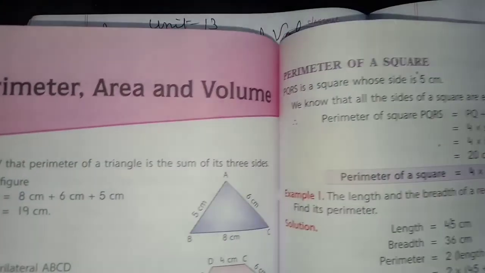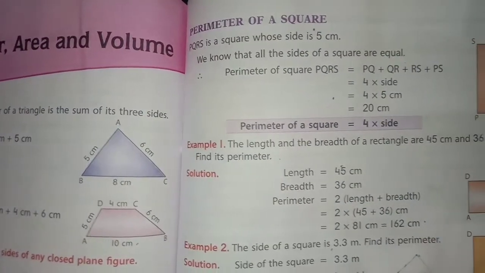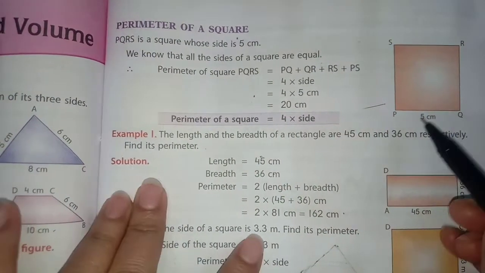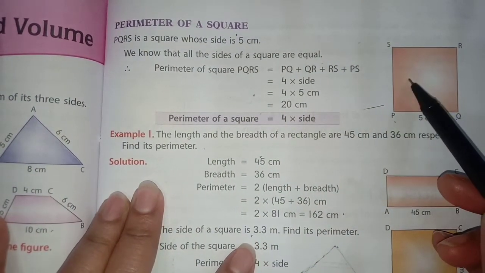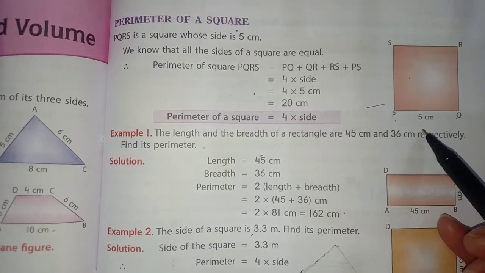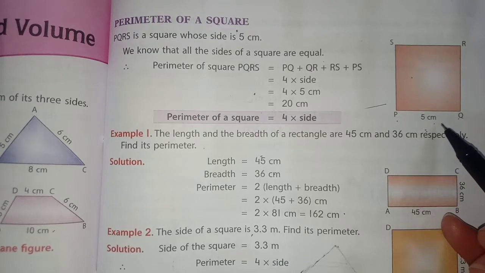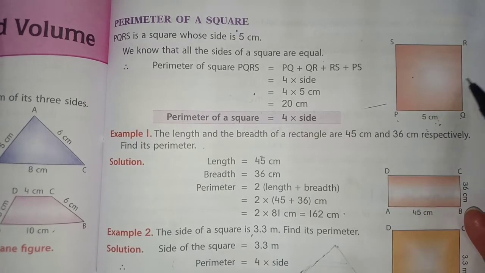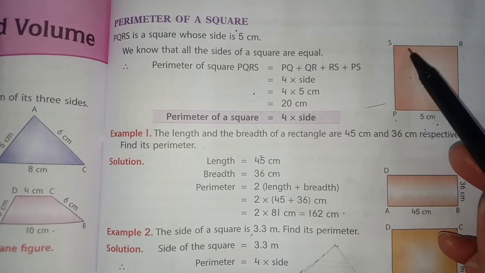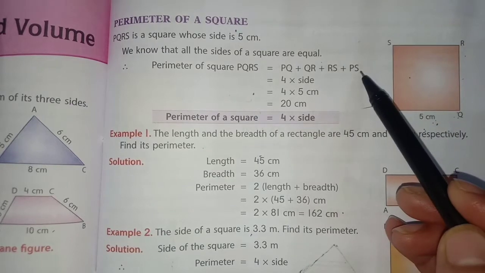Now let us find the perimeter of a square. Let us discuss how to find the perimeter of a square. Here PQRS is a square whose side is 5 centimeter, and we all know that all the sides of a square are equal. So how to find the perimeter of a square? We will add all the lengths, that is PQ plus QR plus RS plus PS, like this.